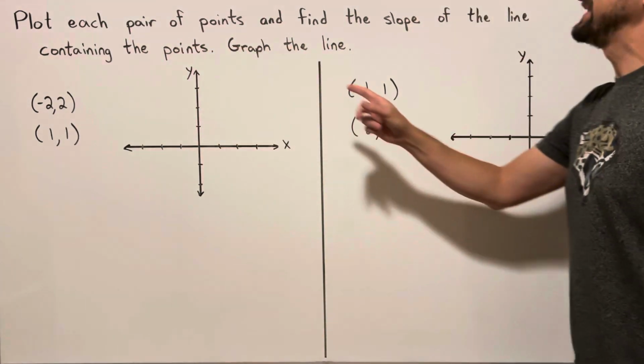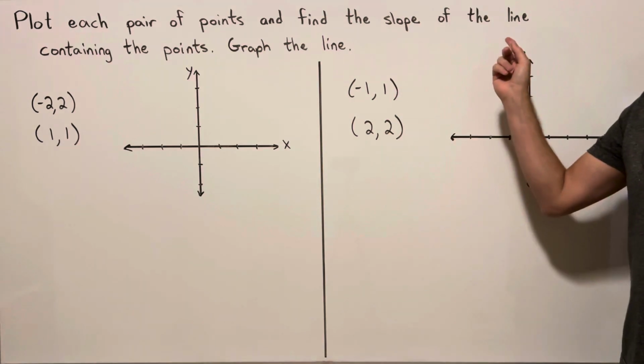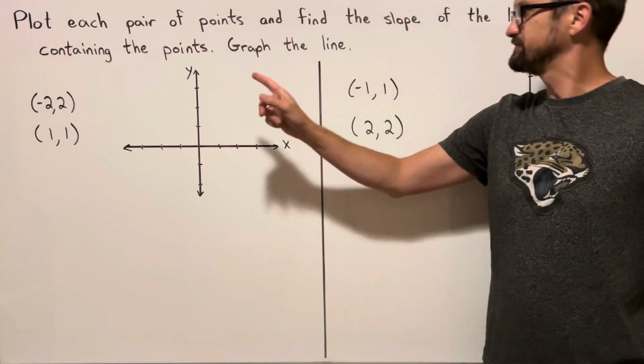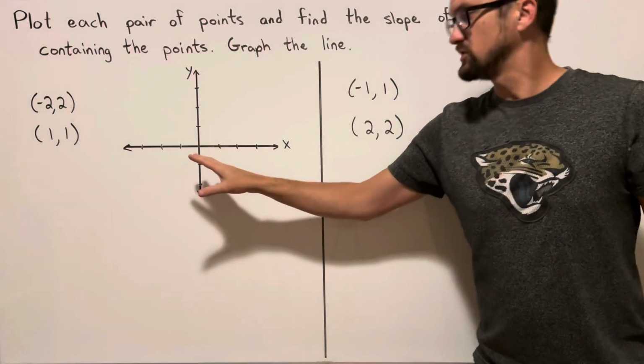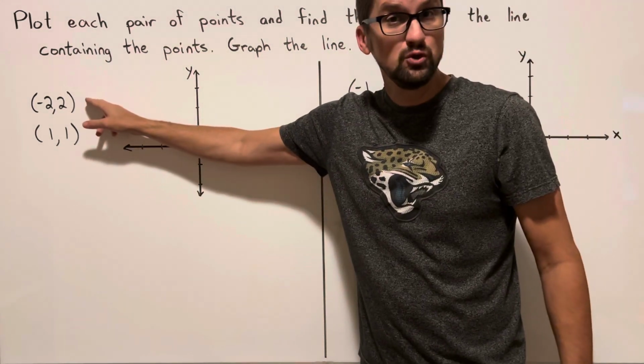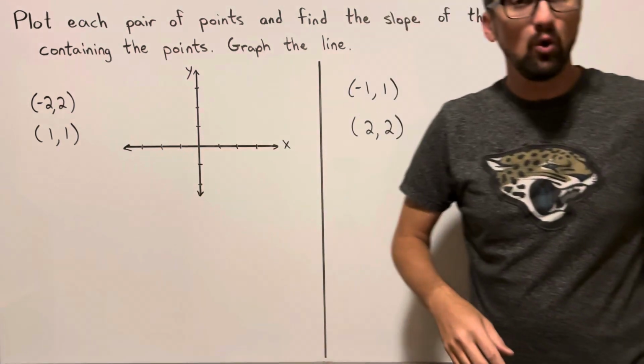Plot each pair of points and find the slope of the line containing the points. Graph the line. All right, so we have two problems here. Let's start with this one. Here's our 2 points. We have -2, 2 and 1, 1.